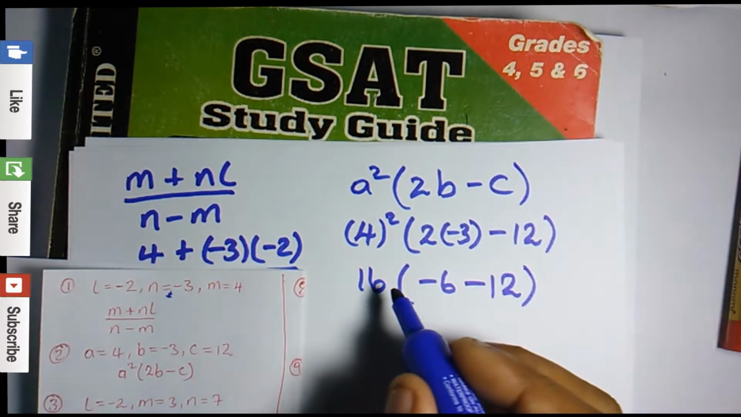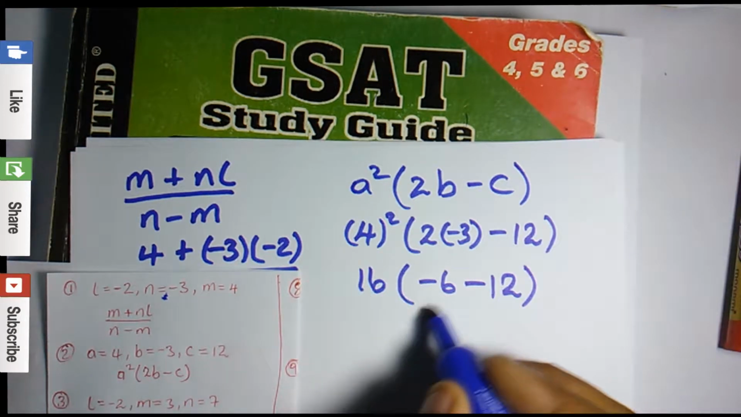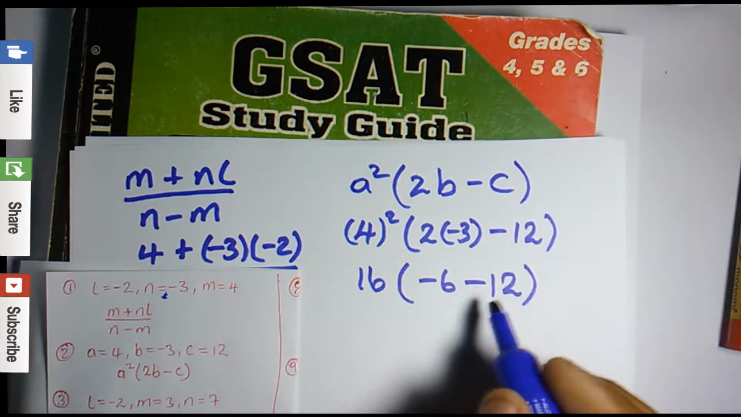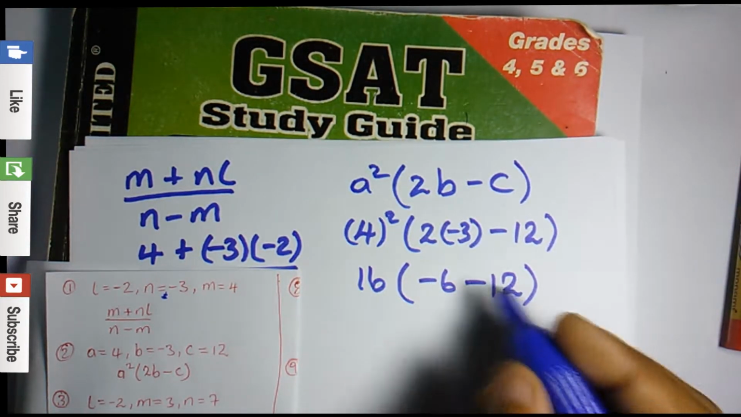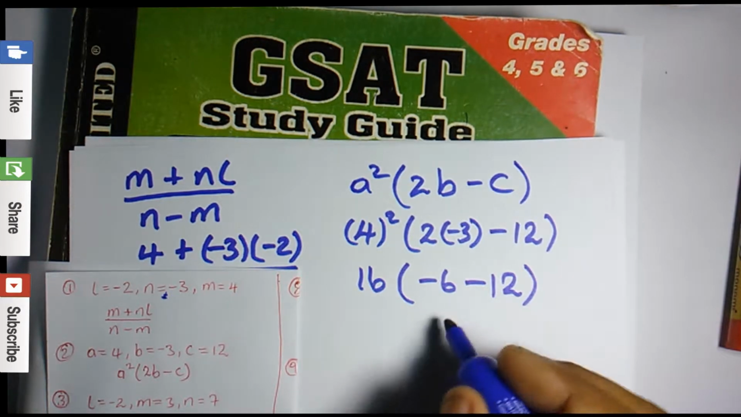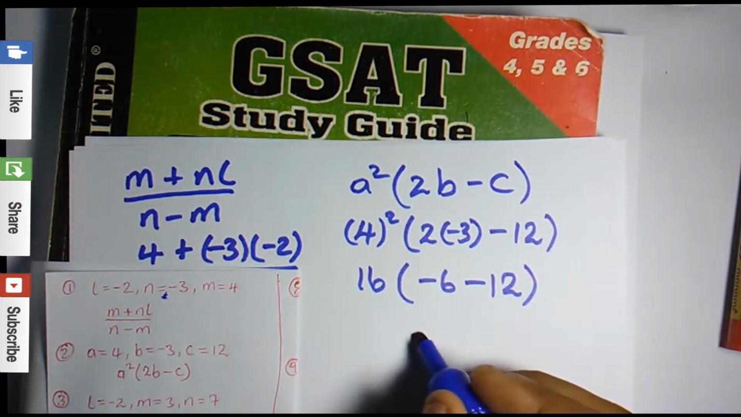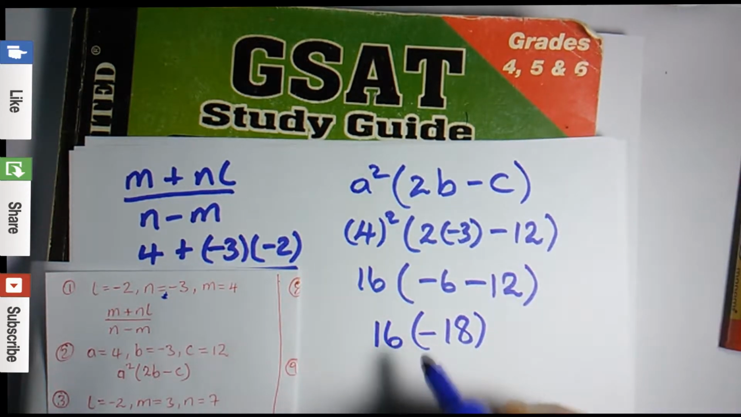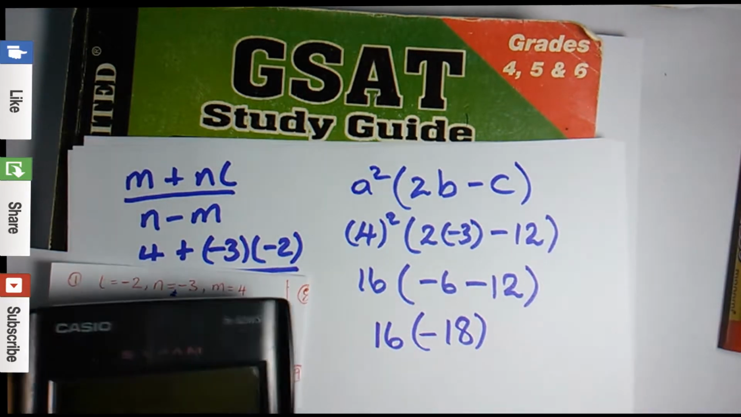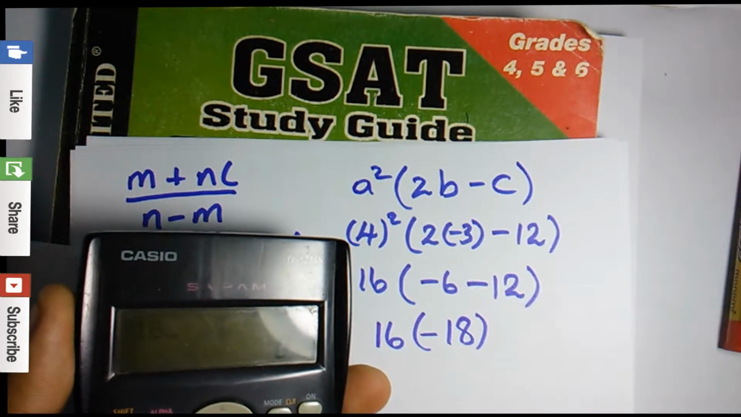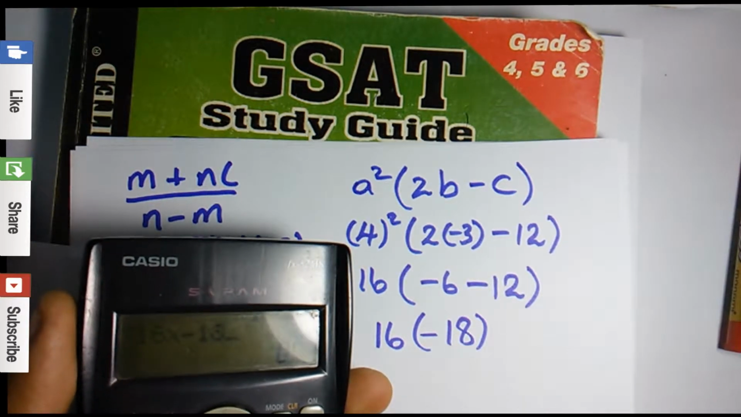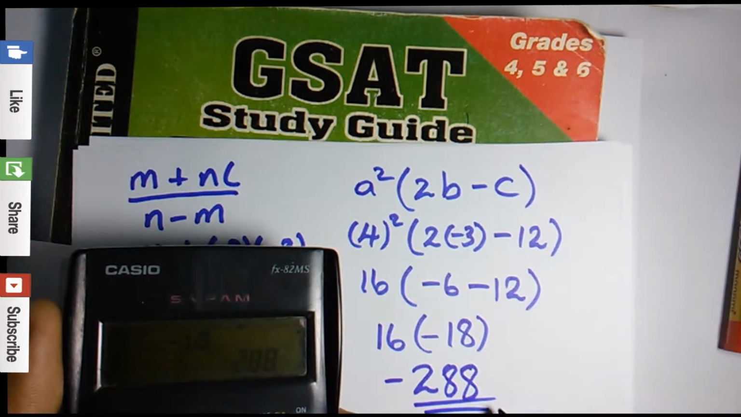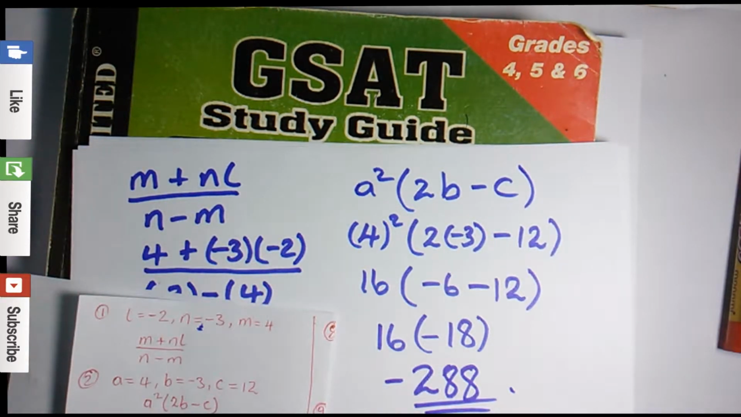-12. Now we can apply the distributive law. So 16 times -6, 16 times -12, or we could follow BODMAS and do the brackets first. So -6 plus -12, or -6 minus 12, is -18, and we're going to multiply it by 16. Now remember, in the exam we can use our calculator, so we can write 16 times -18, which is -288. That's the answer for this question.